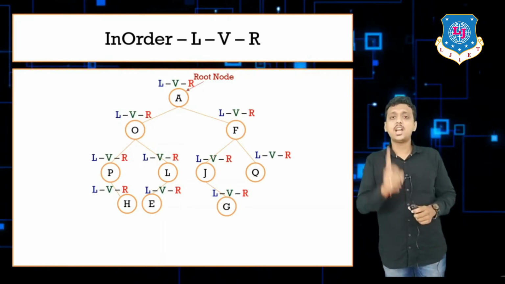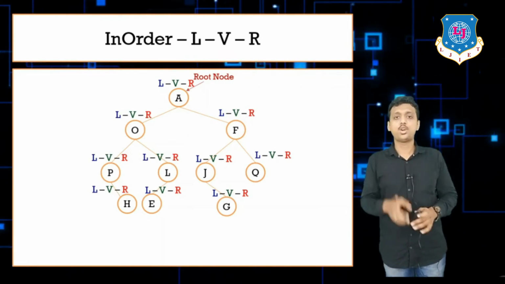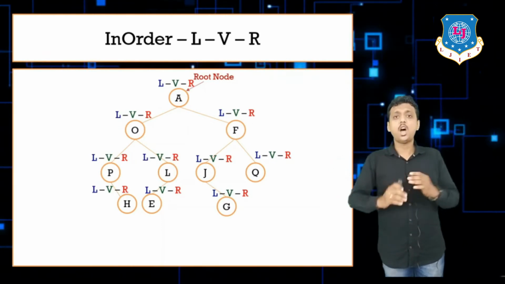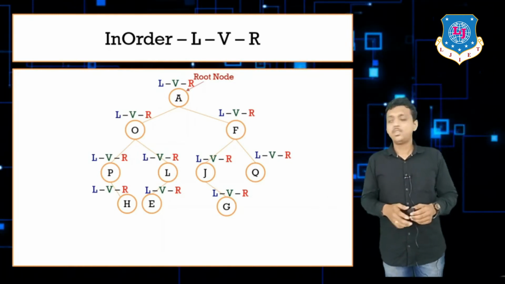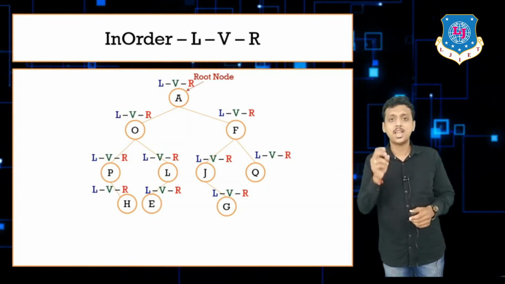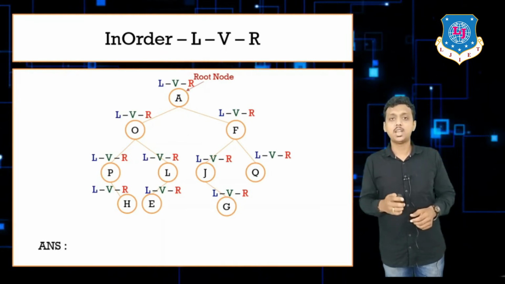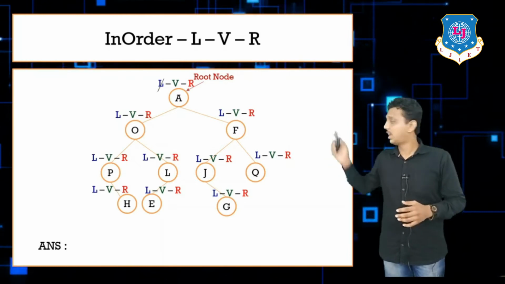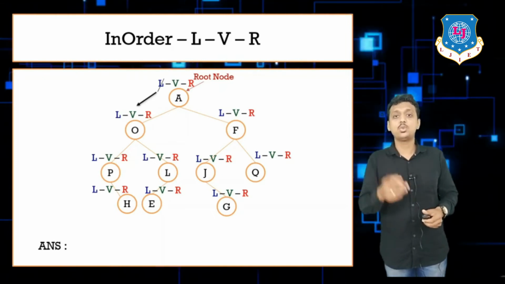Always start your operations from the root node. Make sure you start from the root node. Now just focus on the slides to see how I am performing the operations. Very first, on the root node, is written L. L means left. So just cut L and move on the left side. So now the next node is O.